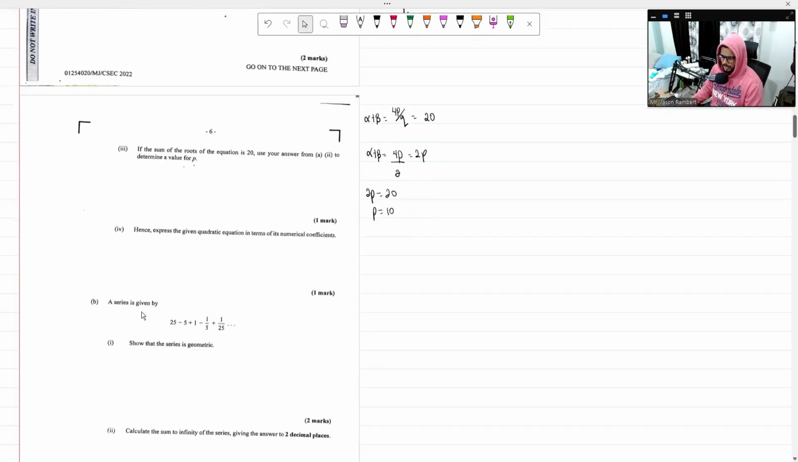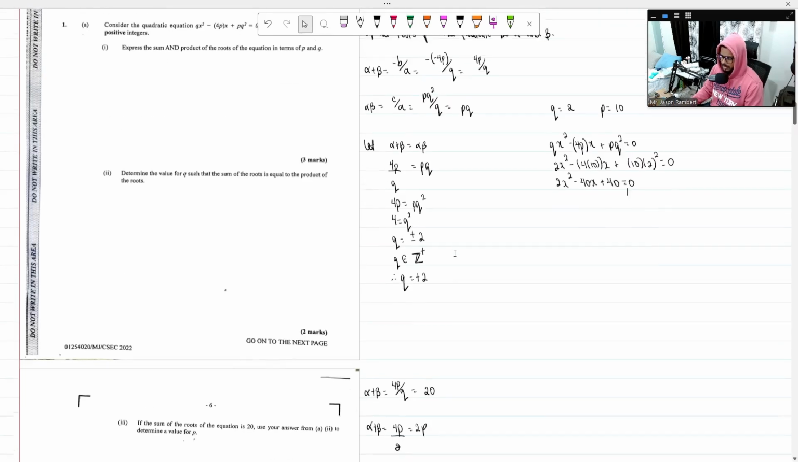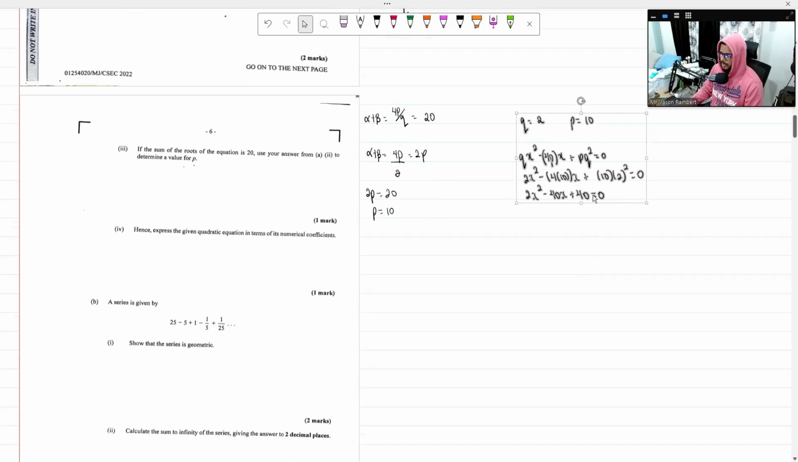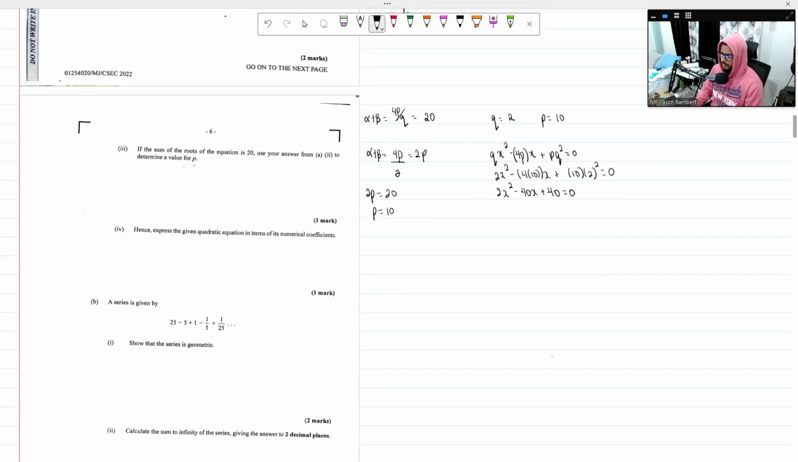Did they want it in its... I mean, if you want, it is an equation. So because it's an equation, I can now fix it up a little bit. So this is part 4. I can fix it up and say x squared minus 20x plus 20 is equal to 0.